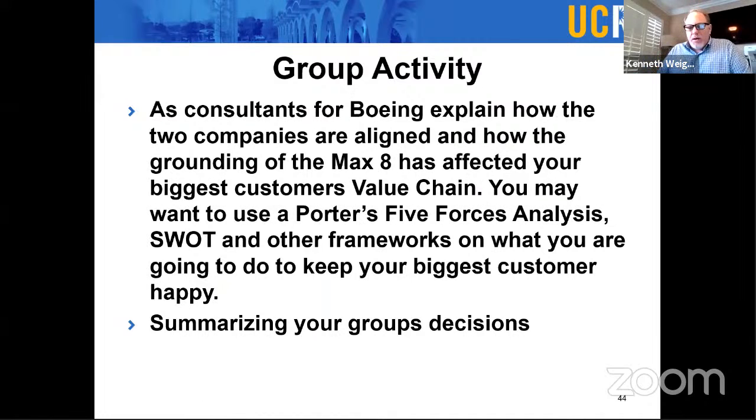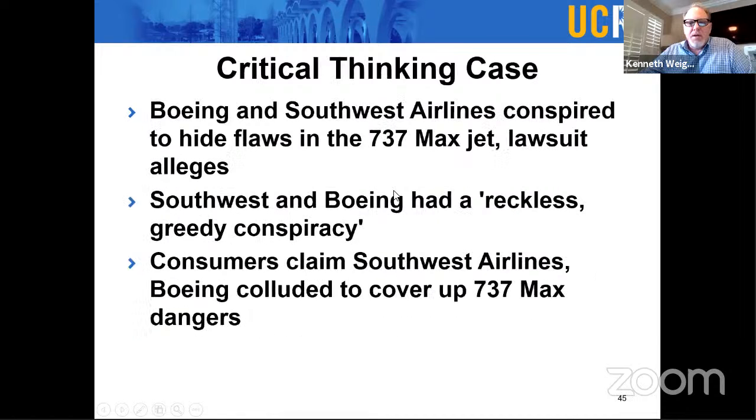We're going to do a little group assignment again today. You guys are going to be consultants for Boeing, explaining how the two companies are aligned and how the grounding of the MAX 8 has affected your biggest customer's value chain. You may want to use a Porter's Five Forces analysis or a SWOT analysis. We're going to cover some other types of analysis later on in the course, but those are the two we're going to be concerned about. You're going to summarize your group decisions. There's a paper there that I put a link to, and we'll get to it in a few moments. I want you to read it and then be consultants.